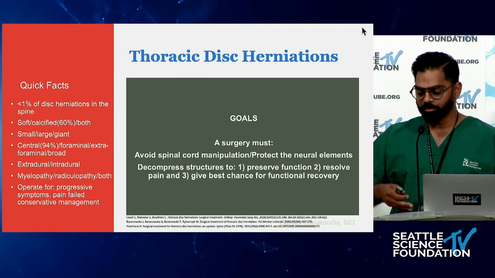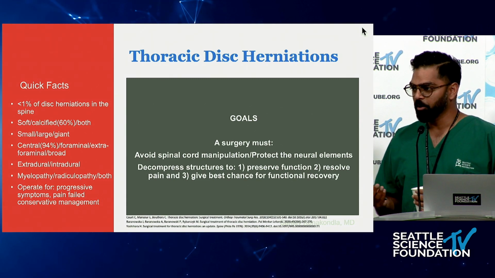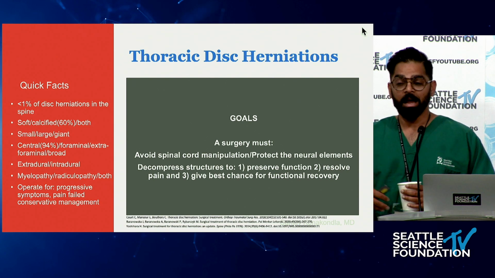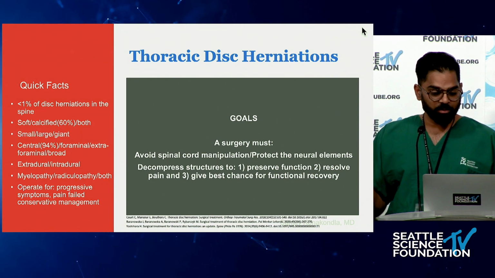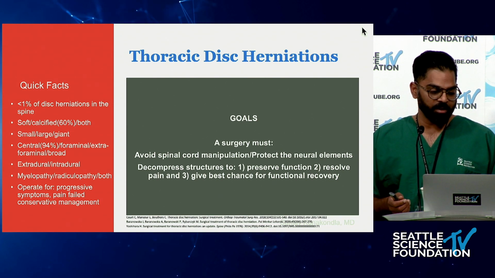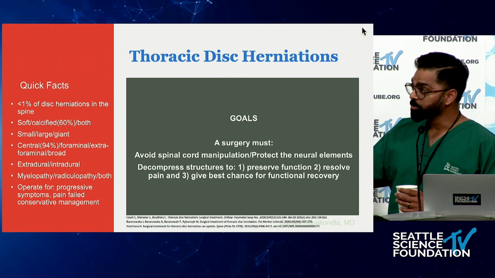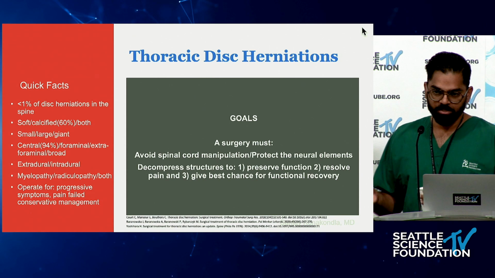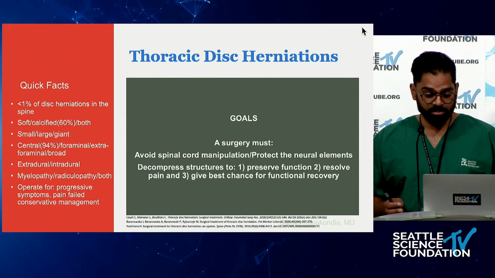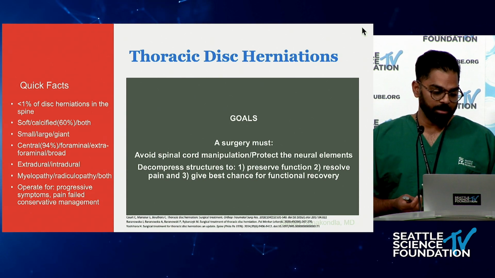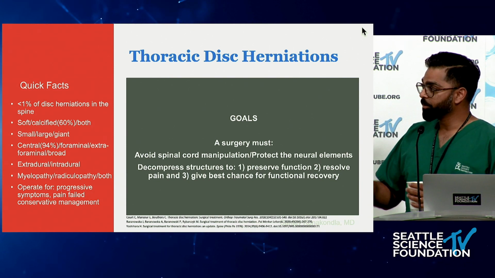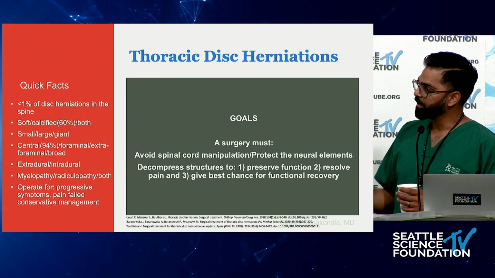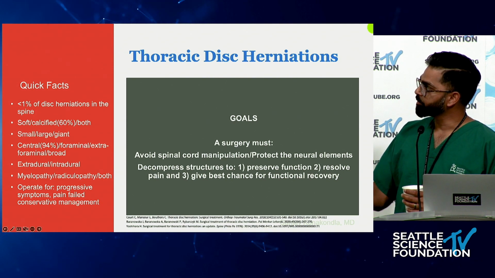So quick hit facts, again, there's a benefit of going on the second day and later in the second day. Everyone already gave you all the data, so we can skip through a lot of it. Less than 1% of all disc herniations are in the thoracic spine, soft or calcified. Most are actually calcified. They can come in all shapes and sizes. They can be in all these different places, so you have to tailor your treatment to what your pathology is. We all operate for progressive symptoms and pain that's failed conservative management.